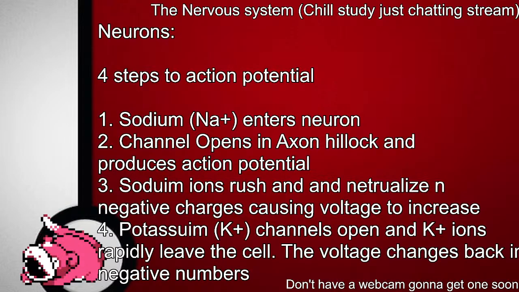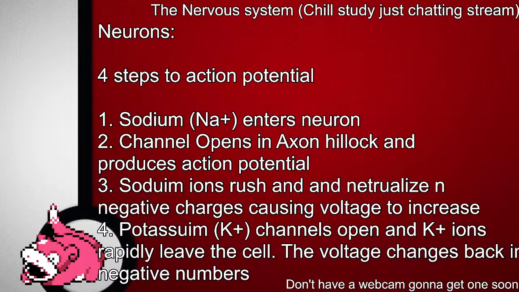And then what happens next? The sodium cells, they neutralize all the negative charges inside the neuron, because the cells are more negative inside than positive, so it neutralizes all of that. Then that's when action potential happens, where the voltage spikes up from negative to a lot less negative.